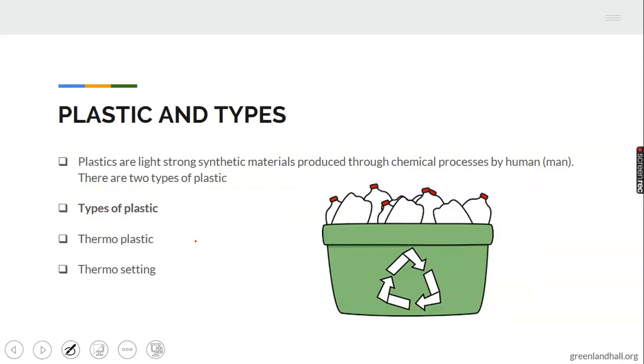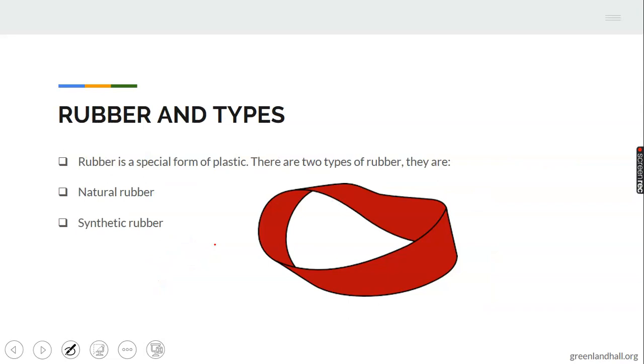Now let's go to plastic and types. Plastics are light, strong synthetic materials produced through chemical processes by man. And we have two types of plastic: thermoplastic and thermosetting. What are they? Thermoplastic and thermosetting. Now let's go to rubber and types. Rubber is a special form of plastic. Rubber is also derived from plastic. So let's look at rubber. We have two types of rubber as well: natural rubber and synthetic rubber.